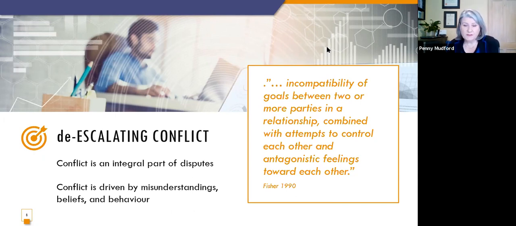So what then is conflict? I take from Fisher here. He says conflict's the incompatibility of goals between two or more parties in a relationship, combined with attempts to control each other and antagonistic feelings toward each other. So conflict's more than just one person saying they don't agree with another, or one part of a project team saying they don't agree with how things are to be delivered, or one party in a contract saying they don't agree with the interpretation of the contract. It's more than that.